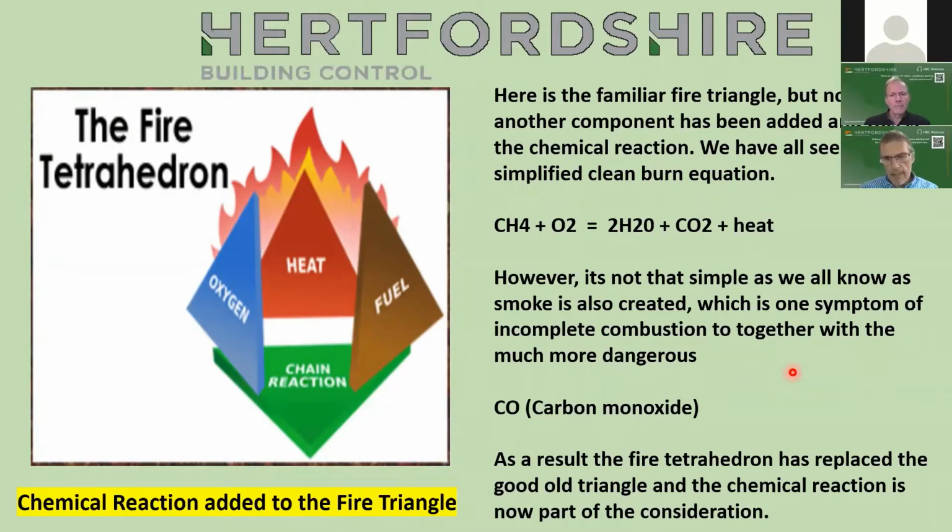So, like I said, this fire tetrahedron, it's a good job I had it written down, because I wouldn't have even known that was a tetrahedron, but apparently it has replaced the triangle, and the chemical reaction now is part of the consideration, and it's quite important for some suppression systems, because some suppression systems try and interfere with the chemical reaction of the combustion, and they break up that reaction there. And if you break up that reaction, you can also suppress or extinguish the fire.